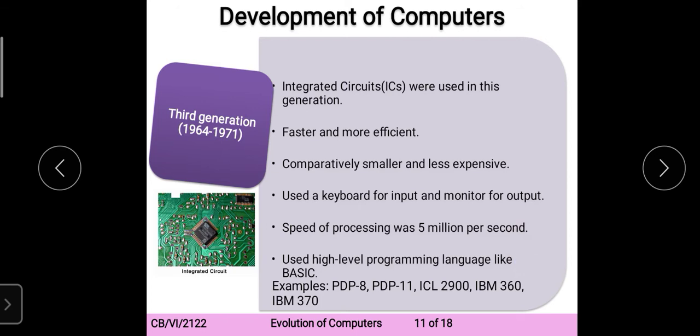Remember this thing. It used a high-level programming language, BASIC. In the second generation, we used Fortran and COBOL. Here we are using the BASIC language. Examples: PDP-8, PDP-11, ICL 2900, IBM 360 and IBM 370. These are the examples of the third generation.